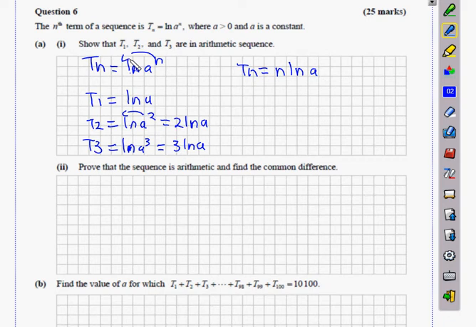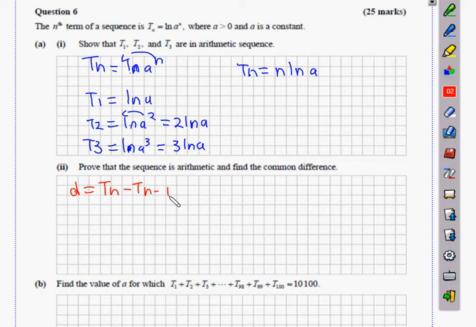Prove that the sequence is arithmetic and find the common difference. You have to do a general formula that's not in your tables. D is Tn minus Tn minus 1. It's the only way you get marks for that. I thought it was divided by Tn. No, that's for geometric.